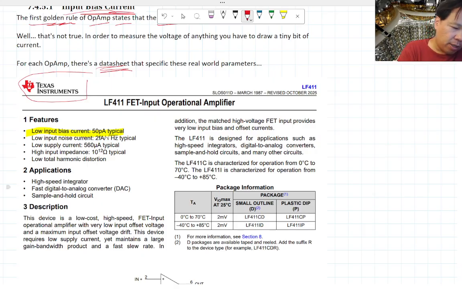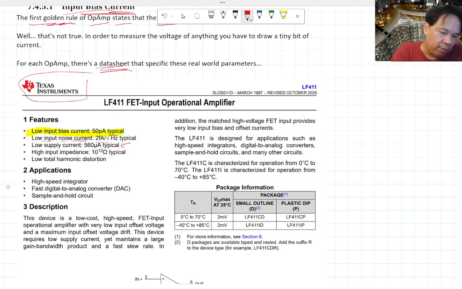But also you have a low input noise current. Noise meaning if you have nothing there, there'll still be some wiggle noise. So this is going to be 2 femtoamp. The F means femto, 10 to the minus 15, divided by the square root of the frequency that you want to use this at. Okay, there's some supply current. So when the thing is not amplifying, this still draws a little bit of current to keep things on.